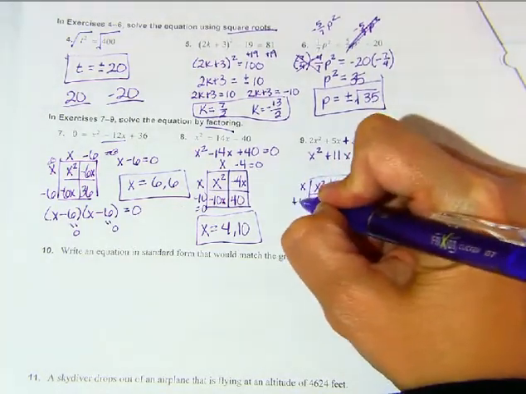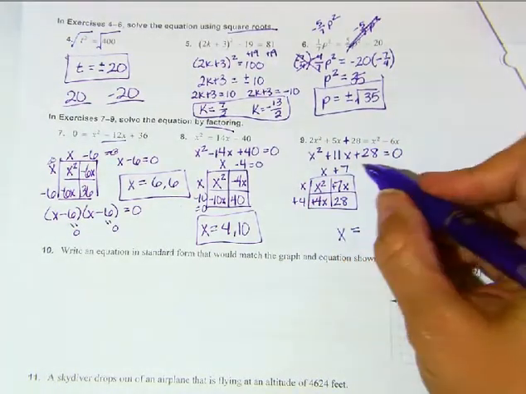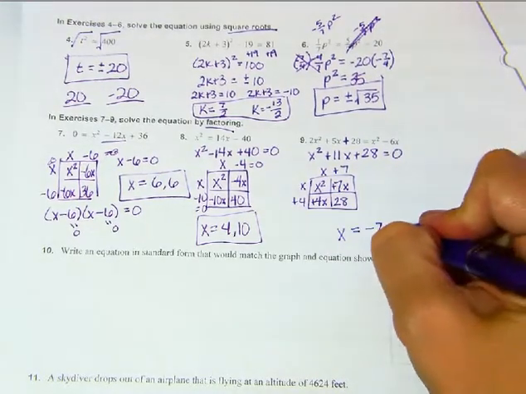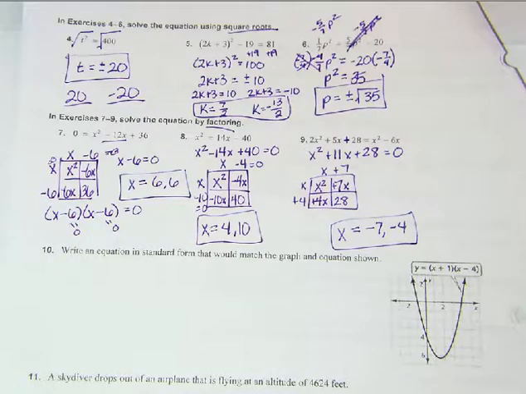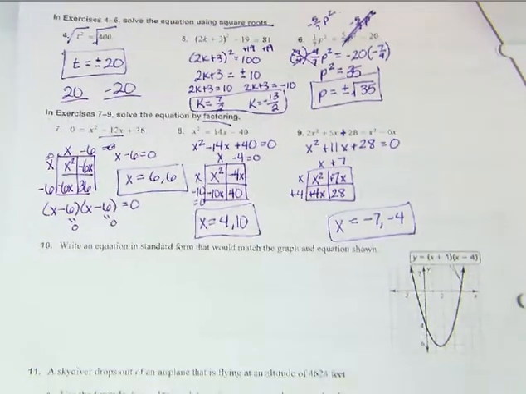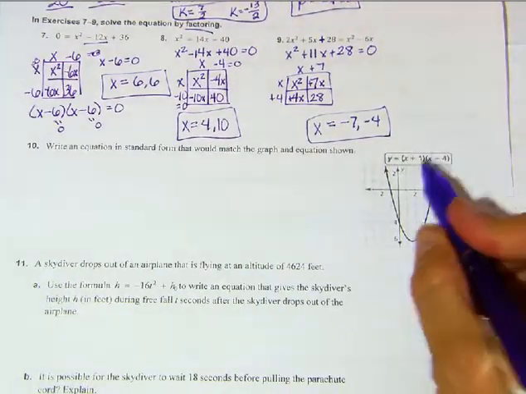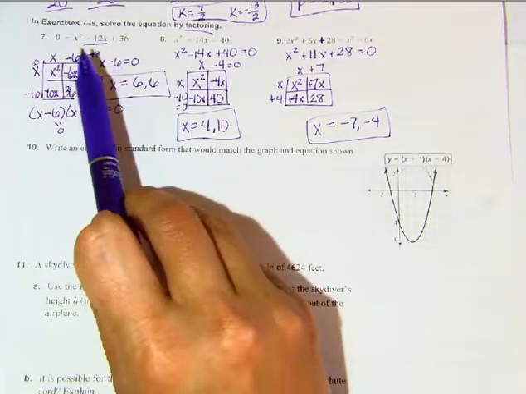So I have an x plus 4 and an x plus 7. So in this case, x will equal, and we just do the opposite symbol. So I have a negative 7, negative 4, because that's what happens when you set them equal to 0. And then number 10 is kind of our factoring only backwards. So this says we want the standard equation, which if you notice, these started from standard.